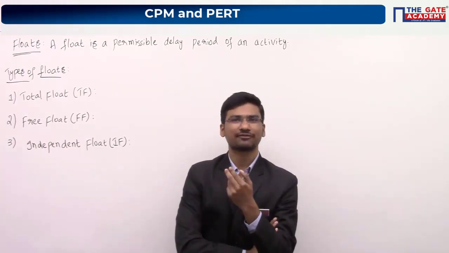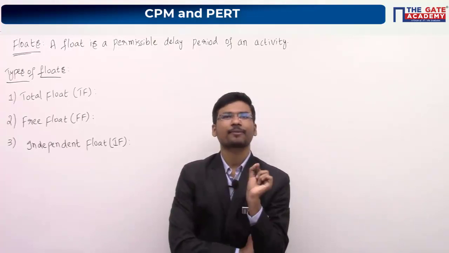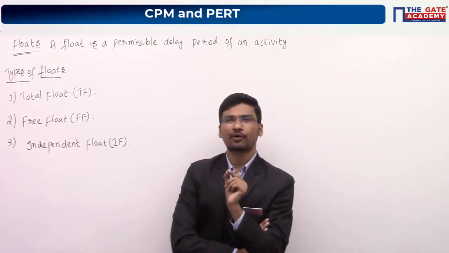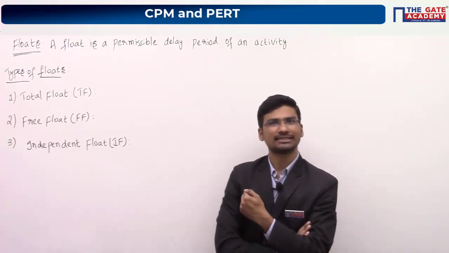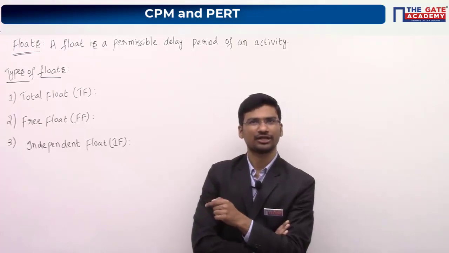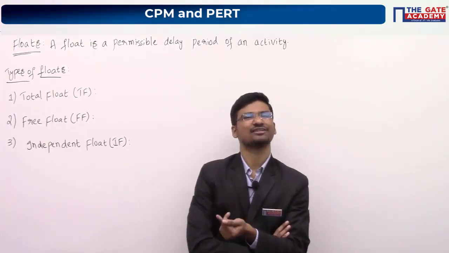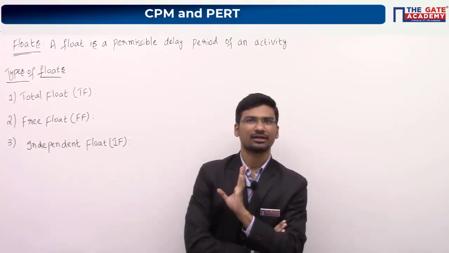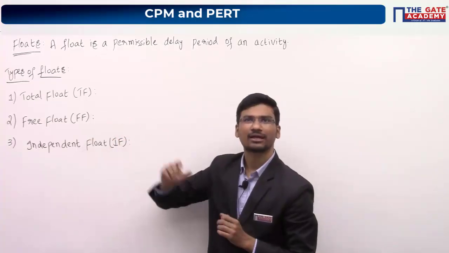I am just repeating this definition again. It is the maximum permissible delay period of an activity within which it can be delayed without affecting the project completion time. Is it clear? Copy it, or should I repeat again? It is the maximum permissible delay period of an activity within which it can be delayed without affecting the project completion time. Right? Now keep the heading: free float.